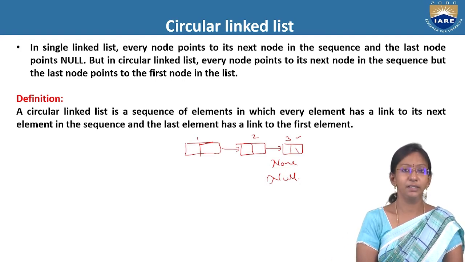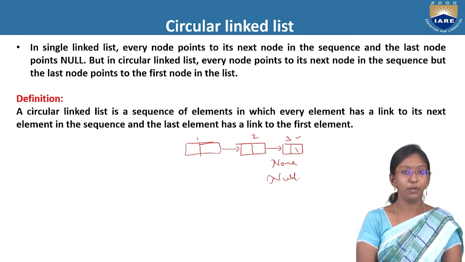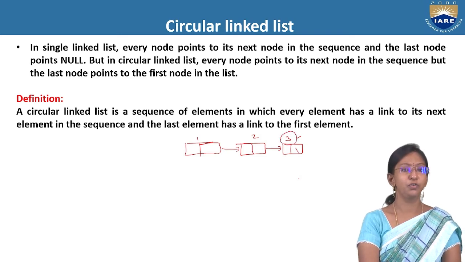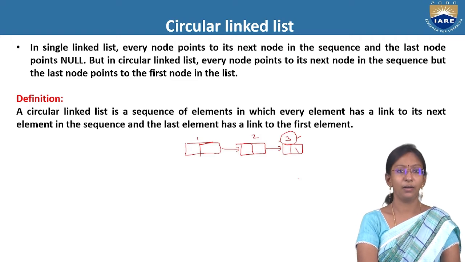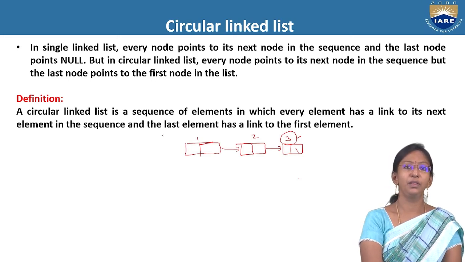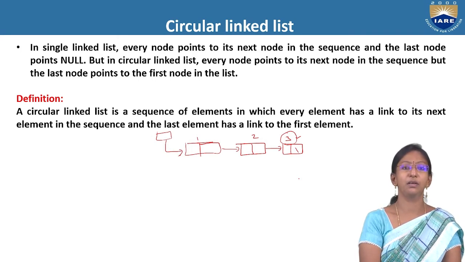There is a drawback in single linked list. The major drawback is when we work with it, say for example, we are working with the single linked list and you are at node number 3. Right now you are at node number 3 and you want to access the element which is present in node 1. In that case, you have to restart the whole process with the start or the head node, fetching the address of the first node and start the process once again.